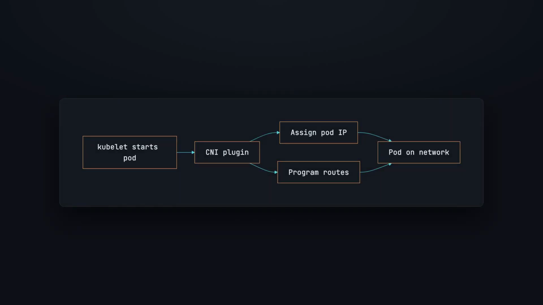The answer is the CNI, the Container Network Interface. Kubernetes deliberately does not build the pod network itself. Instead, it calls a plugin whenever a pod starts, and that plugin assigns the IP and sets up the routes so the pod can reach everything else. Popular CNI plugins include Calico, Cilium, and Flannel. Choosing a CNI is one of the most important decisions when you build a cluster, because it determines performance, features, and how policies work.